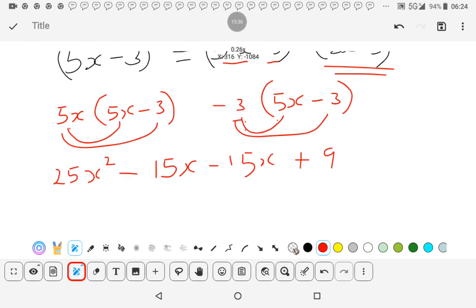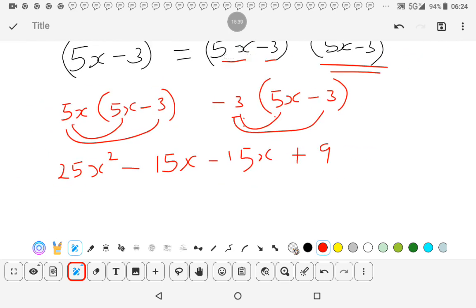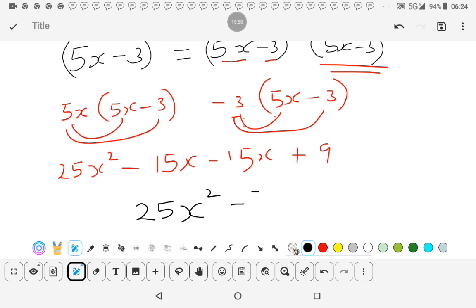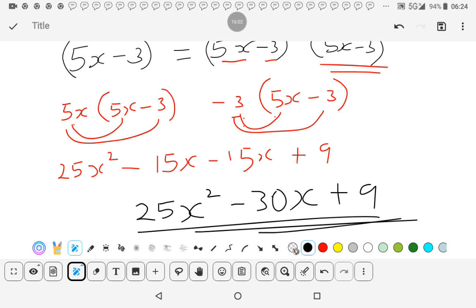So your expanded form will now be 25x squared, minus 15x minus 15x will give you minus 30x, plus 9. So this is the expanded form of it, and that's how you expand.